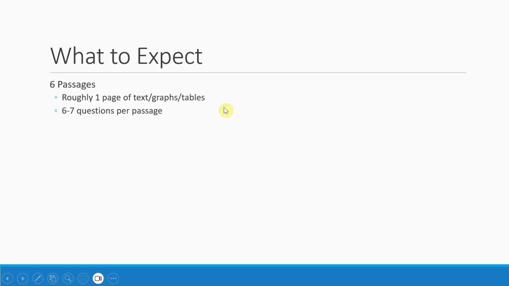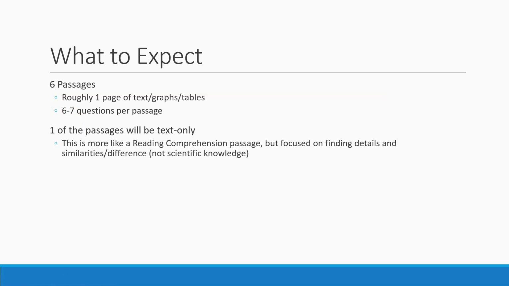So what can we actually expect to see in the science section of the ACT? You're going to have 6 passages, and each of those is going to have roughly 1 page of text, graphs, tables, figures, and then you're going to have 6 to 7 questions for each of those passages. Now the number of questions is typically 6 to 7, but it can change a bit, and we're going to cover in the pacing how to deal with that variability. Do keep in mind that one of those 6 passages is actually going to be text only.